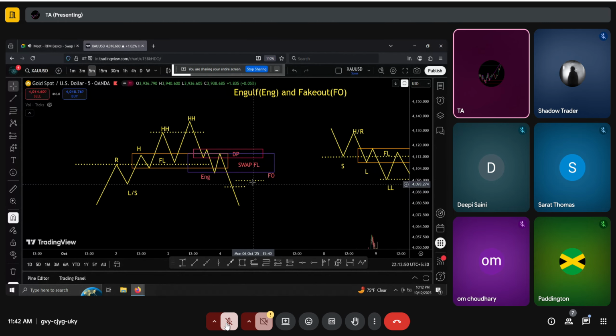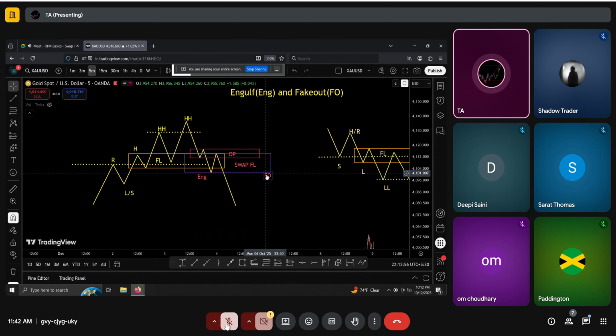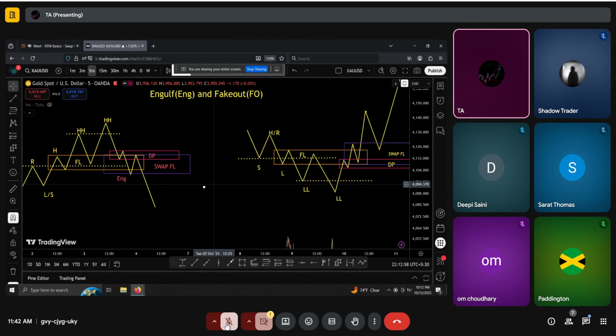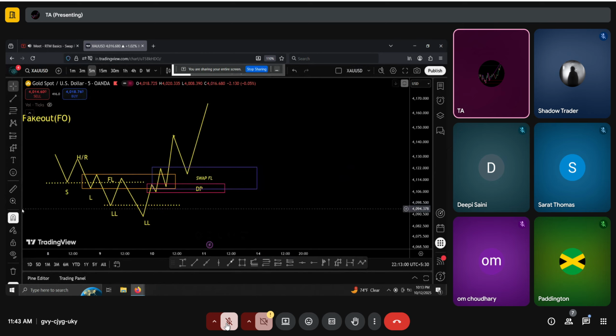Okay, anyone? No question, right? So we have got the idea of this fake out and engulf, right? Let's see this on the bearish side.